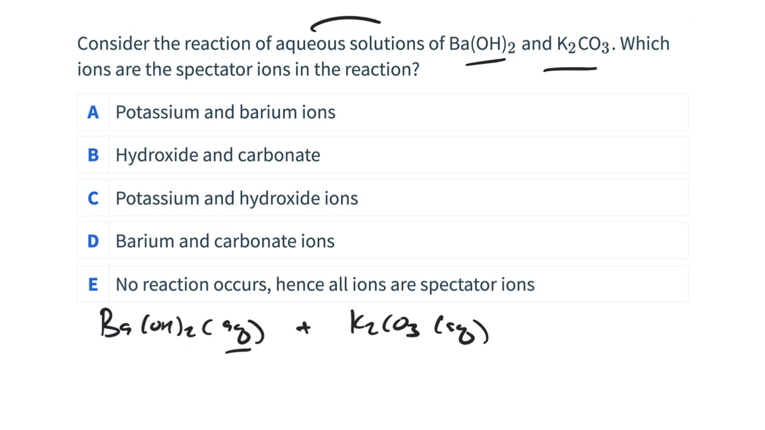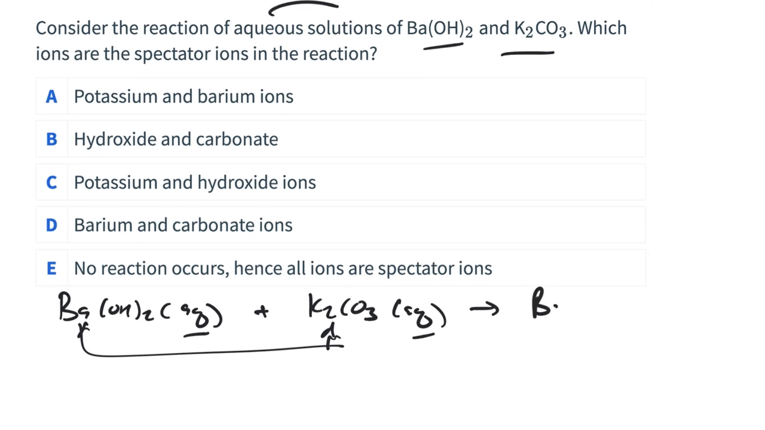And so again, AQ here for K2CO3. And so then our product here, let's switch out our two cations with each other and exchange them for each other. A lot of times we call this an exchange reaction for that reason. And so one of the products would be barium carbonate. And then the question is, is that solid or AQ?